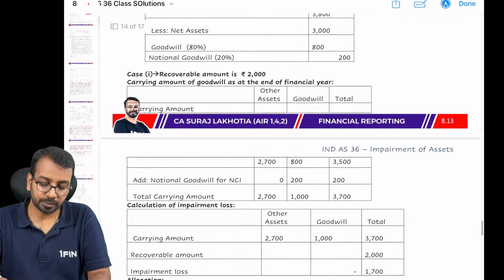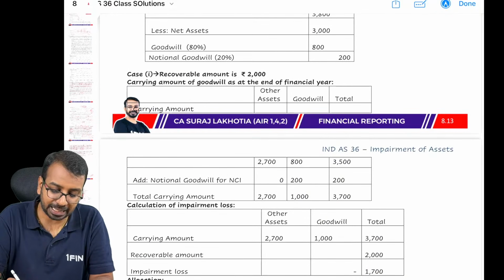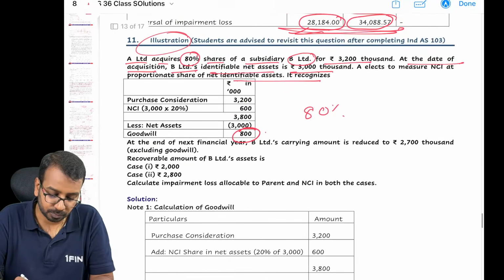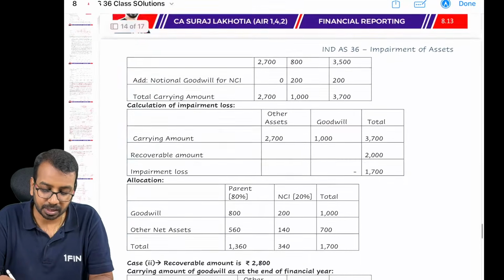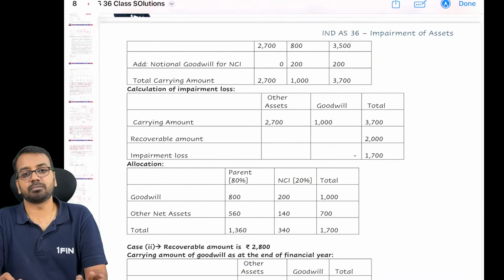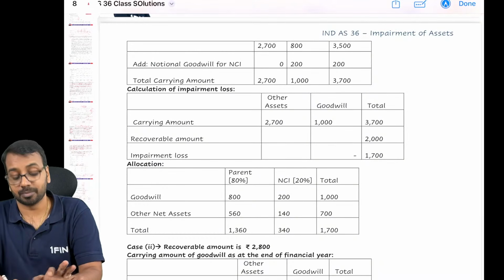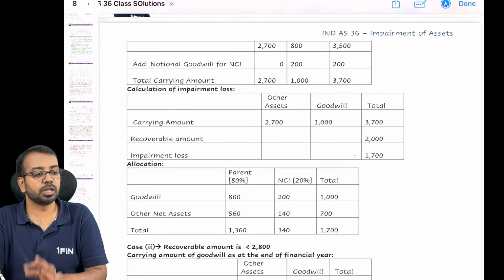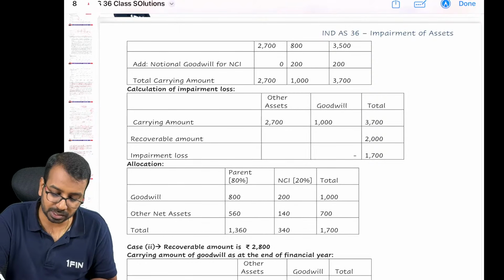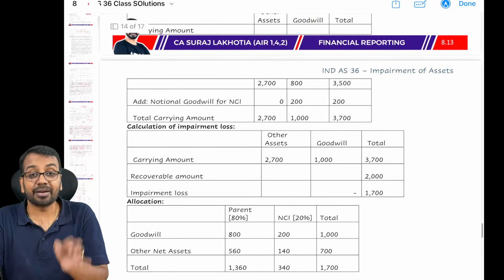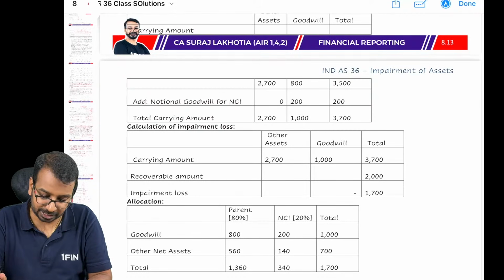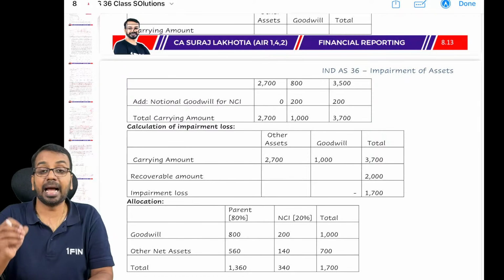Okay. So once I have done the goodwill, carrying amount 2,700. At the end of the financial year, the carrying amount is 2,700 and goodwill I will consider 1,000. So total is 3,700. Recoverable amount is 2,000. So the difference is loss. Impairment loss is 1,700. Now, this 1,700 of loss has to be allocated to goodwill and other assets.